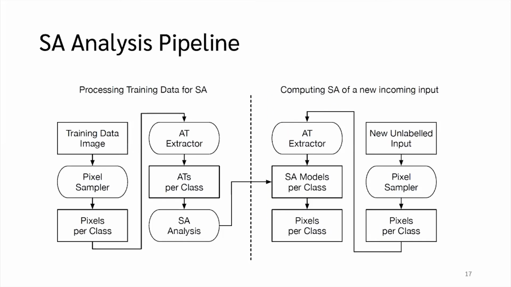This is an overall pipeline of our analysis. The left side of the figure shows the pre-processing phase, which is done offline, and the right side shows how we compute surprise adequacy when we have a new input. Each pixel of the image has its own SA value, so we average them by their predicted class to identify which class label is not confidently predicted.